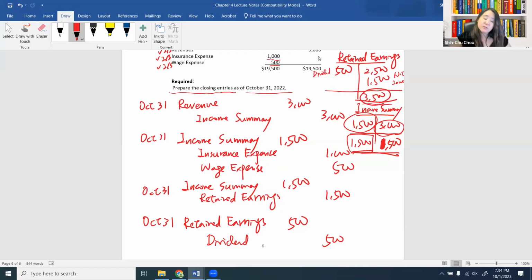Once we complete this closing process, we close out those temporary accounts, the revenue and expense accounts, and at the same time we update our retained earnings. We close out those revenue, expense and also dividend accounts. These are temporary accounts, and through this closing entry, we also update our retained earnings balance to its ending balance of 3,500. So this is what we expect to see in our statement of retained earnings and also in the balance sheet.